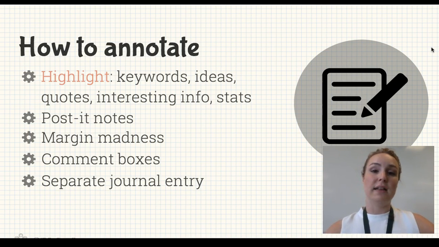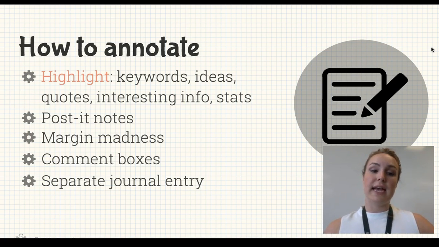So in terms of highlighting, you should be highlighting only keywords, main ideas that are popping out, maybe some quotations that you think are really interesting, interesting information or statistics or facts that you might like to check later. Okay, by no means should you be highlighting massive chunks of your text, because then you're not looking at key things.